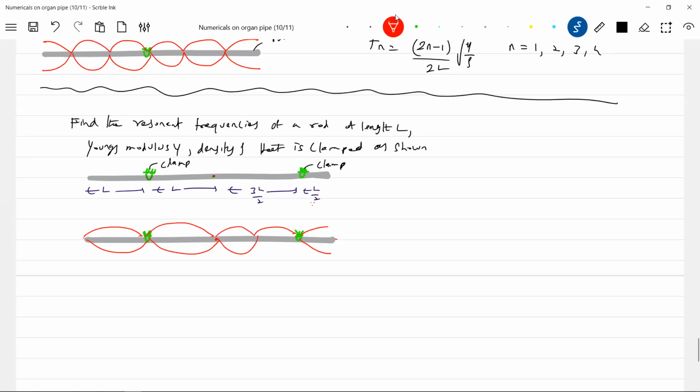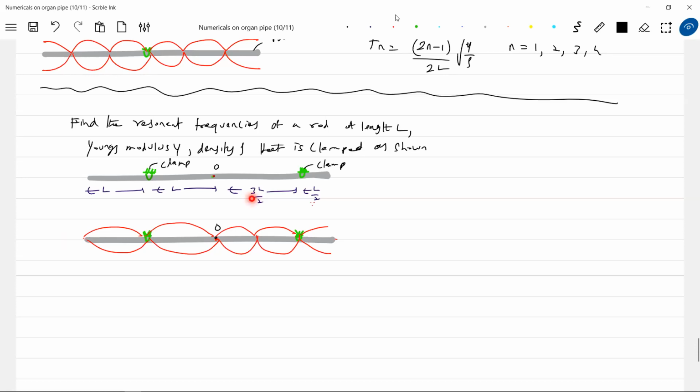Anybody? Can you answer this? I think something is wrong, no? This O is a reference, we'll take it. O is a midpoint. In a length L by 2, if you're saying half loop, in a length L, what will happen? You are saying full loop. Okay, fine, no problem. There's no problem with these two. But the free end must be an antinode, no? It has become a node, so this is wrong.